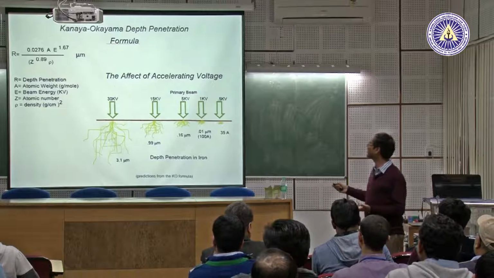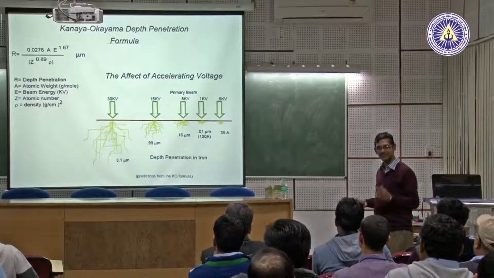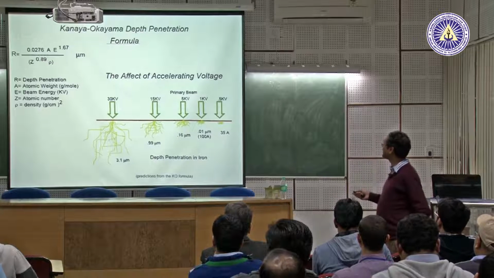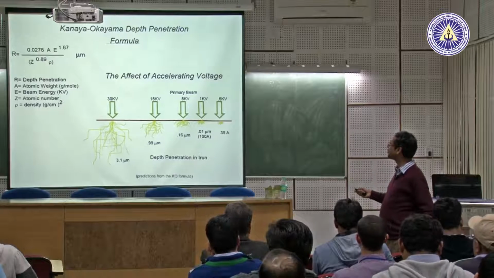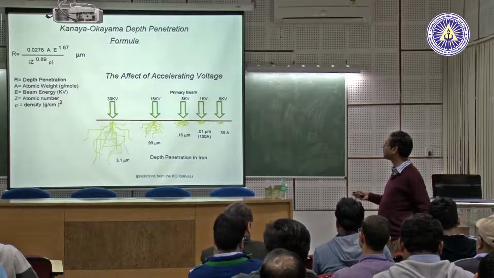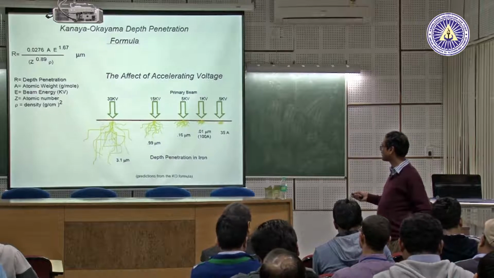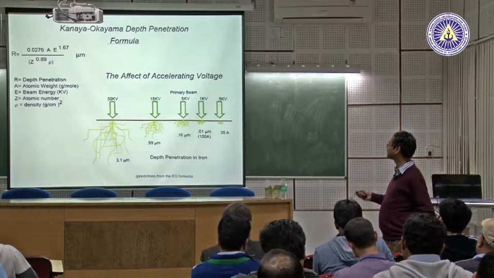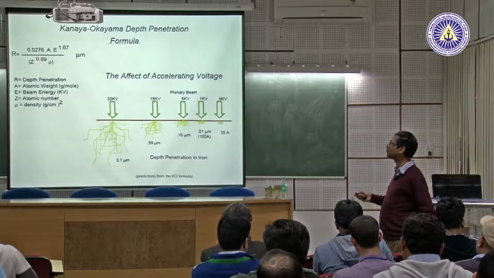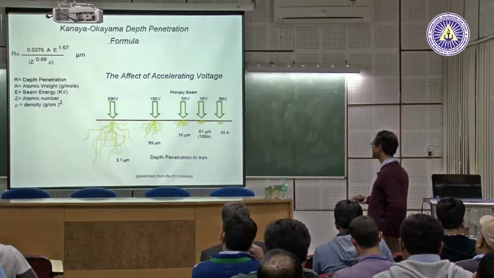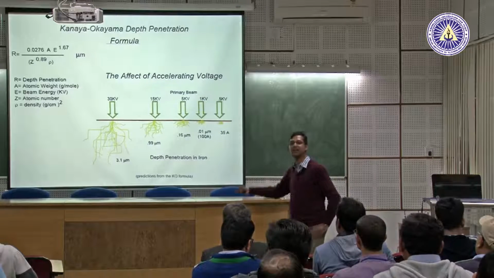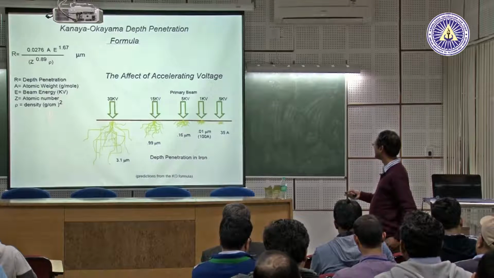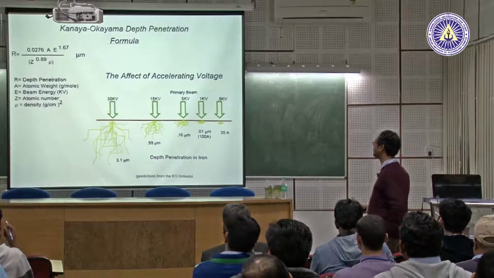This was done long back by these two guys. Never heard of them? Okayama and Kanaya. They gave a formula. The depth depends on the atomic weight of the material, other than beam energy and density. This is what we don't take into consideration. Okay, this is 1.67, this is 0.89. Simply you can calculate using this. These are all Monte Carlo simulations done on a computer. Okay, these images you see basically match the prediction of this formula.